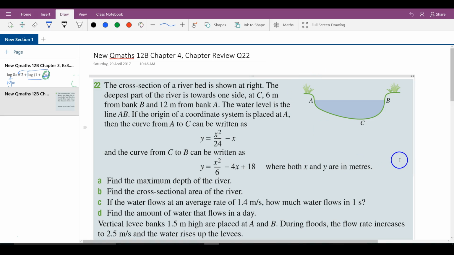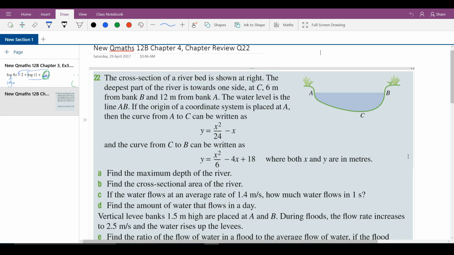All right. So here, question 22 is: the cross section of a riverbed is shown at right. So that's a little picture of the river. The deepest part of the river is toward one side at C, 6 meters from bank B and 12 meters from bank A. The water level is the line AB. If the origin of a coordinate system is placed at A, then the curve from A to C can be written as y equals x squared over 24 minus x, and the curve from C to B can be written as y equals x squared over 6 minus 4x plus 18, where both x and y are in meters.